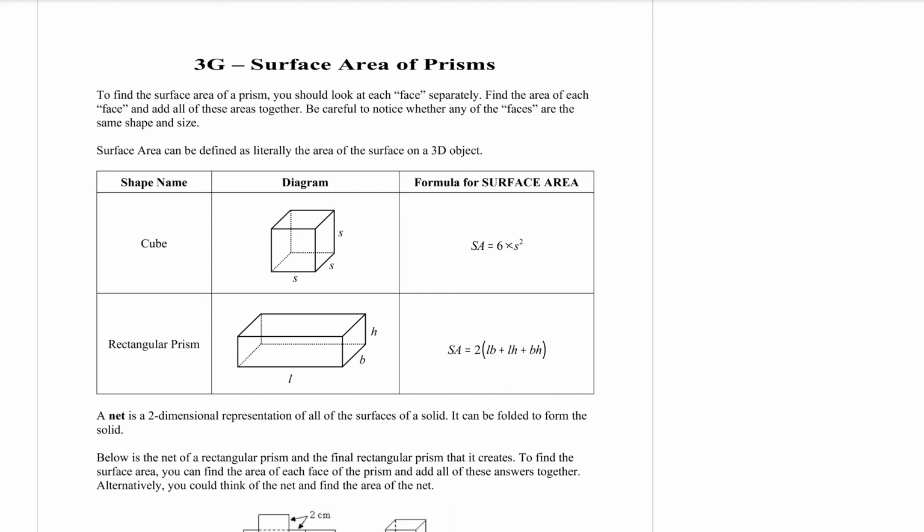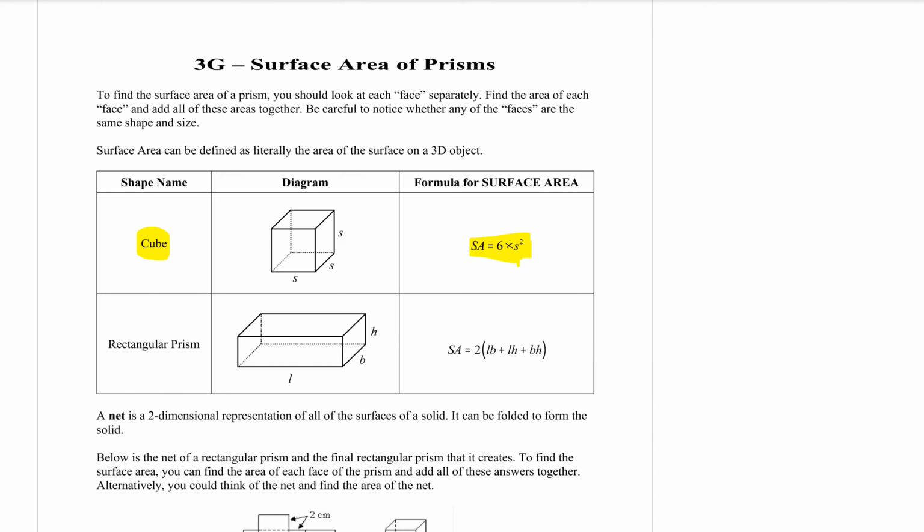And we have the formula for a cube. Now, a cube, all the faces are squares. Now, remember that the formula for a square is s squared. And there are 6 sides to a cube, which is why it is 6 times by s squared.